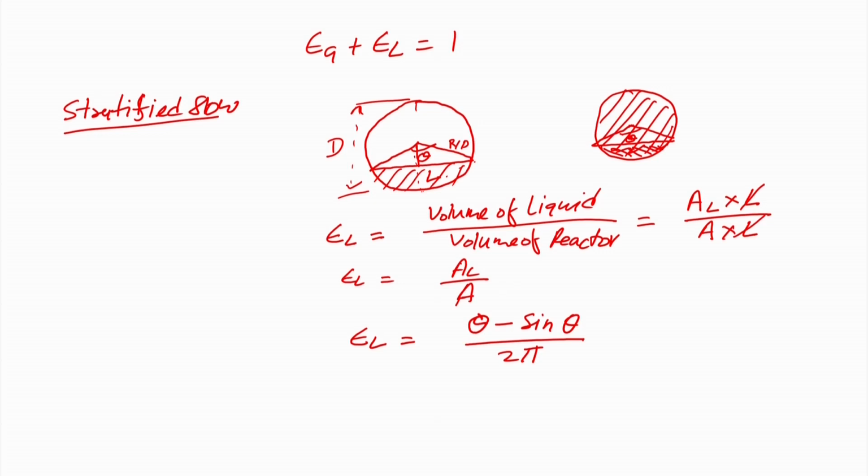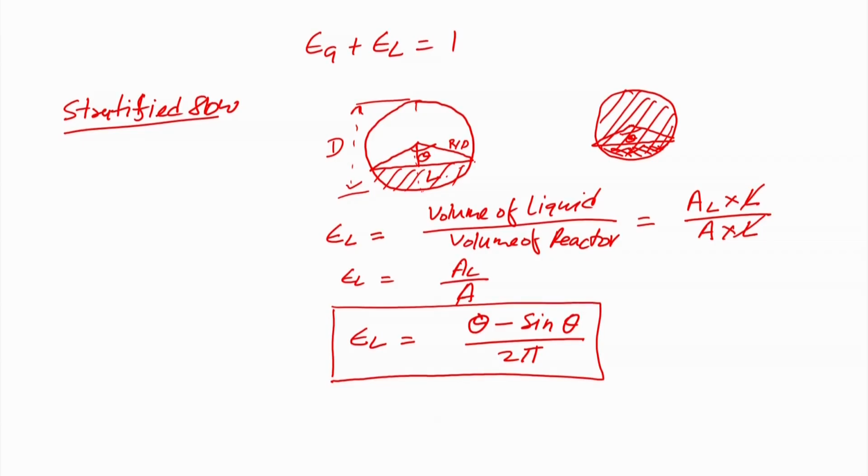So, this is small trigonometry, you can try to solve it, I have already told you the procedure. You will get the epsilon L value, which will be nothing but theta minus sin theta upon 2 pi. So, if I know the liquid level, the level of liquid inside the pipeline, I can calculate the value of theta. Once I can calculate the value of theta, I can find out the fraction of epsilon L.